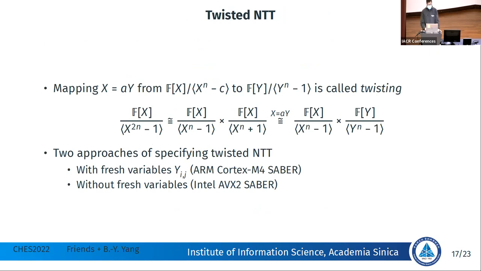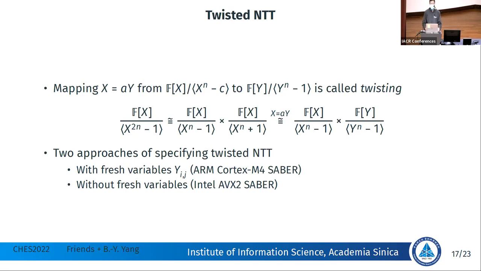And finally, there is a different kind of NTT, one that's not introduced in the previous talks, a twisted NTT, which basically is the Gentleman-Sande version of NTT. You take f(x) over x^2n minus 1 and split it into f(x) over x^n minus 1 and f(x) over x^n plus 1, then you change the system so that it becomes two identical rings multiplied together. And there are two approaches of specifying this twisted NTT, with or without the fresh variables. And we can do it with both. I mean, we happen to pick whatever happened to work first.